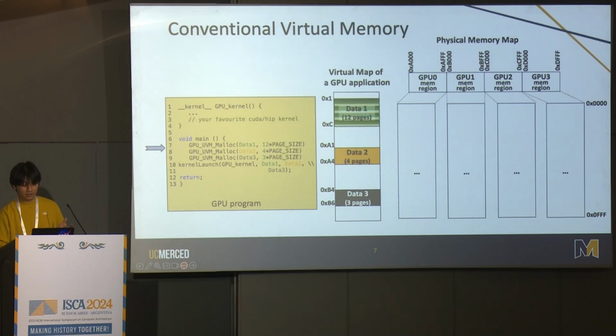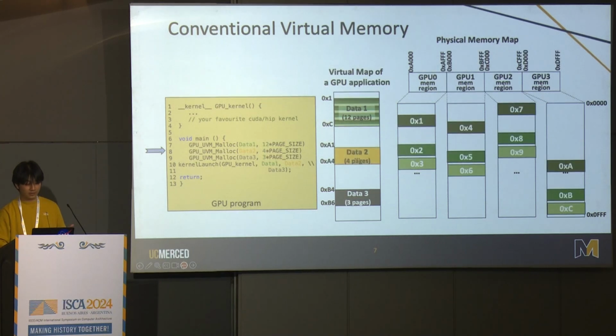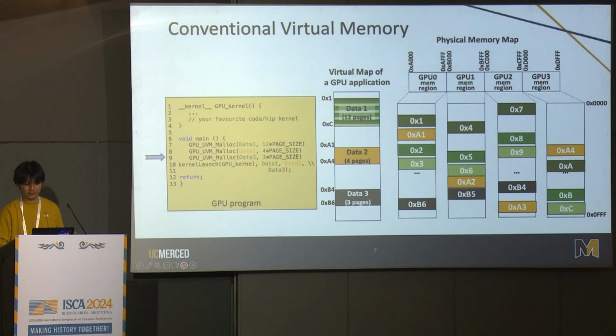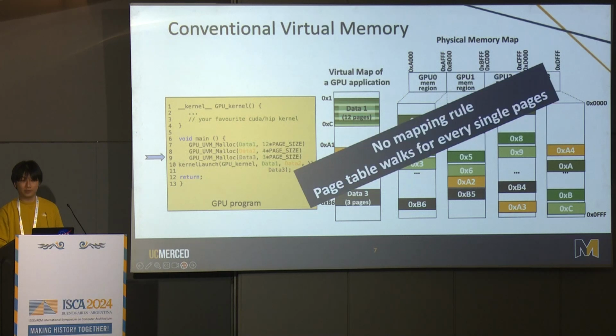Here, 12 pages are allocated to data 1, 4 pages are allocated to data 2, and 3 pages are allocated to data 3. But since there's no rule, the page can be placed at any possible location in the system. Therefore, the page table walk is needed for every single page upon L2 TLB misses.